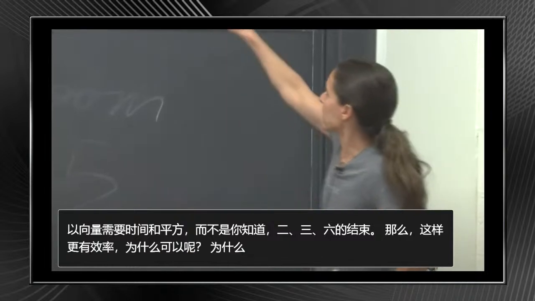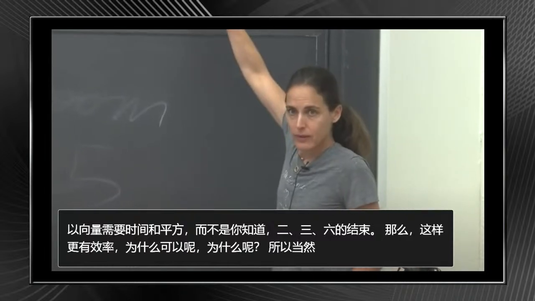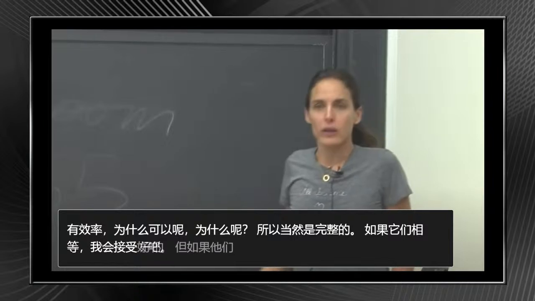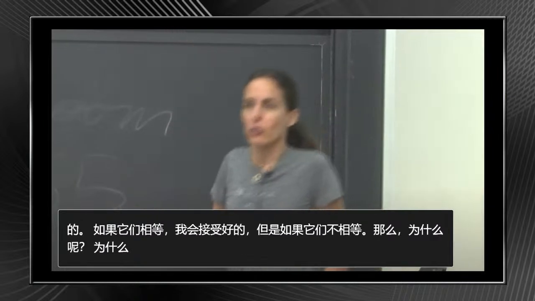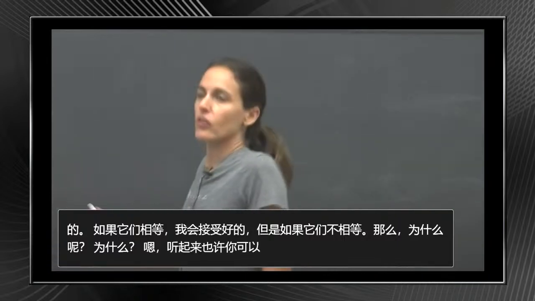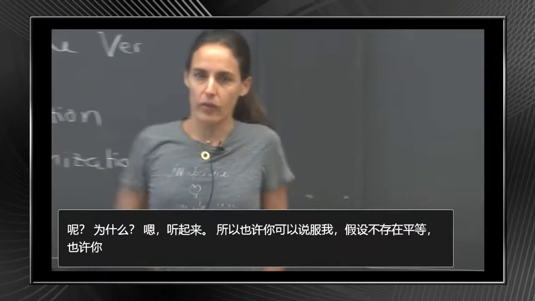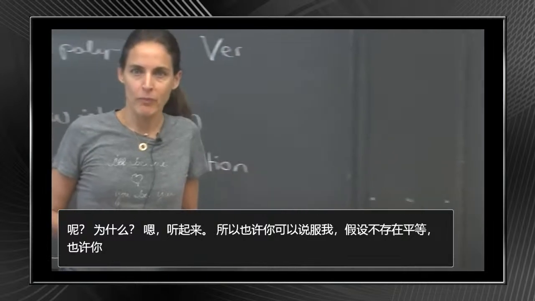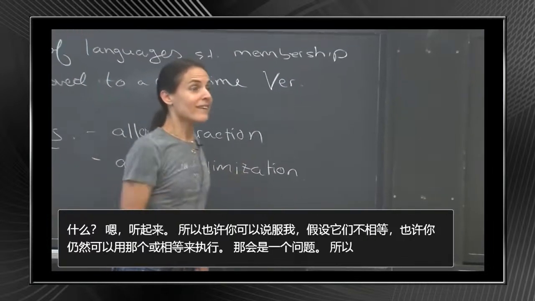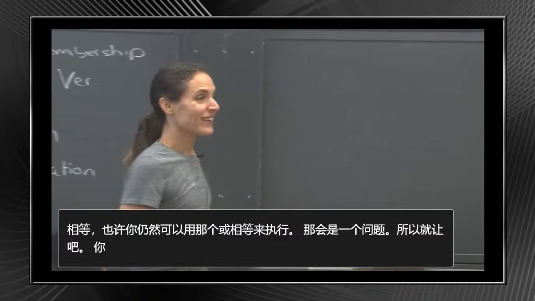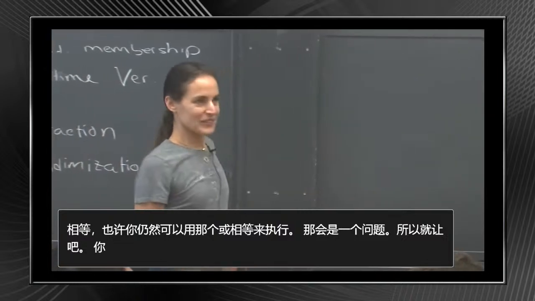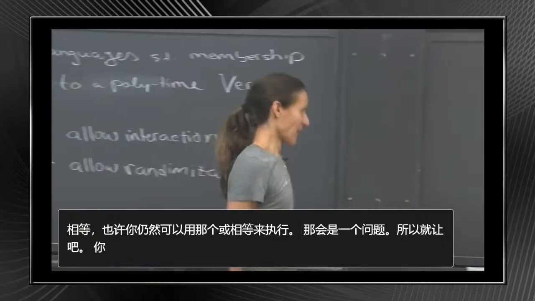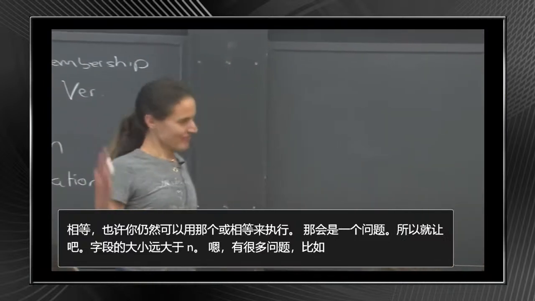So of course it's complete. If these are equal, I'm going to accept. But if they're not equal, why is it sound? Maybe you can still convince me that they're equal. That would be a problem. Write it as a polynomial that opens at R, and since the size of the field is much greater than n, it's less probable that a random point happens to be a root.